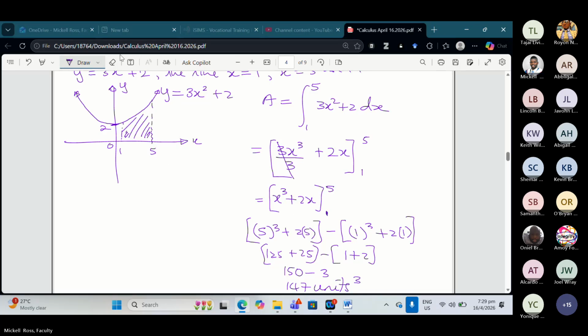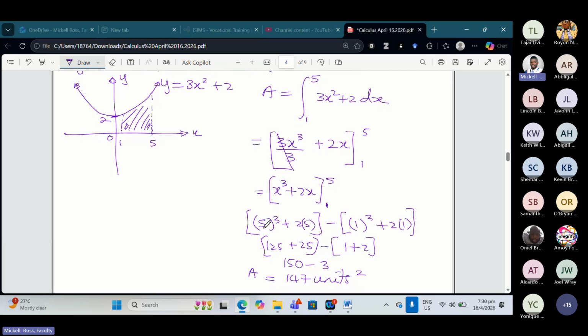Sorry, units squared. We're finding area, so it is measured in squared units. Look at it carefully and see if there is any part of it that I need to clarify before we continue to the next question.